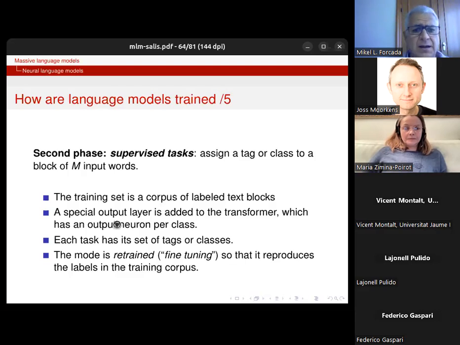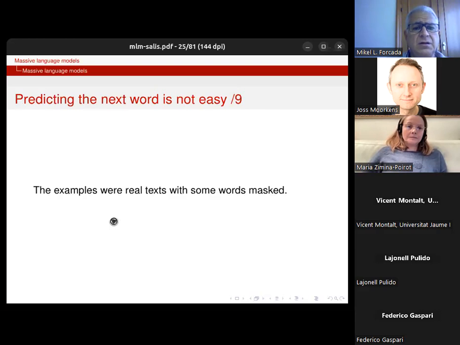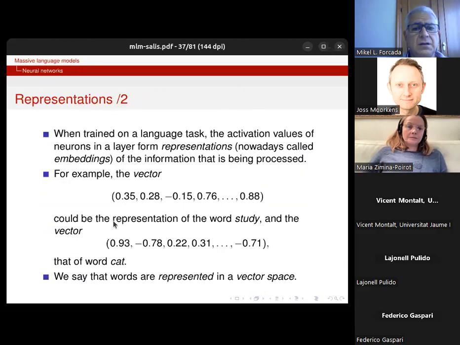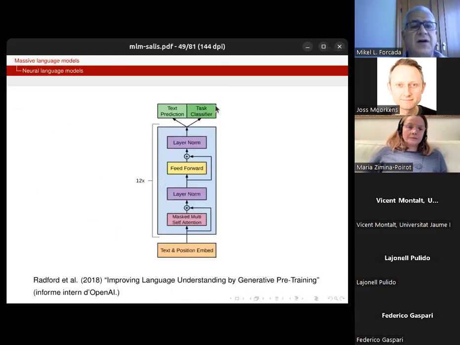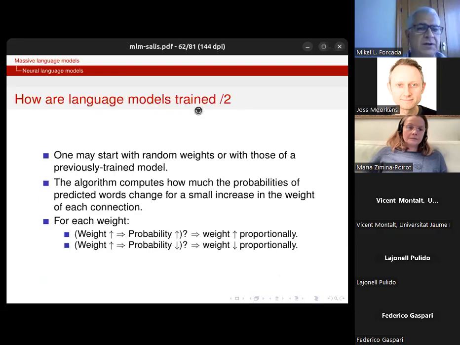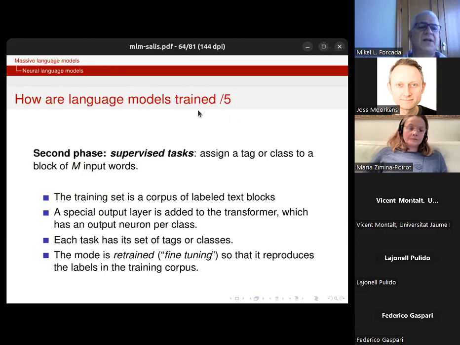I think it was already in the graph here in the picture. So here there's the task classifier. Okay. So there's not only text prediction, but you have a classifier labeler that labels the text. So we go back to the second phase, and you basically have a corpus with blocks of text and labels for them, and you retrain the model so that it reproduces the labels in the training corpus.